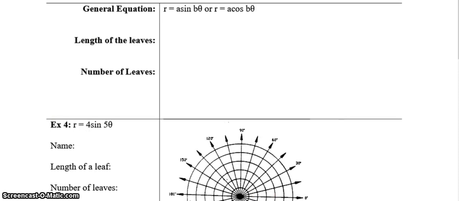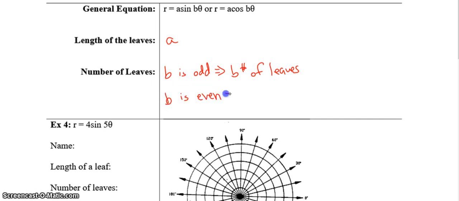So up here, the length of the leaf, that's A. The number of leaves: if B is odd, then there's B number of leaves. If B is even, it's 2B number of leaves.